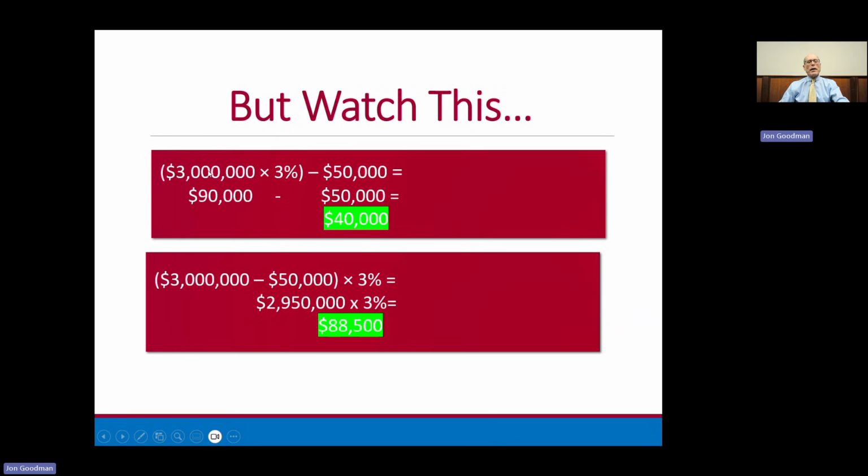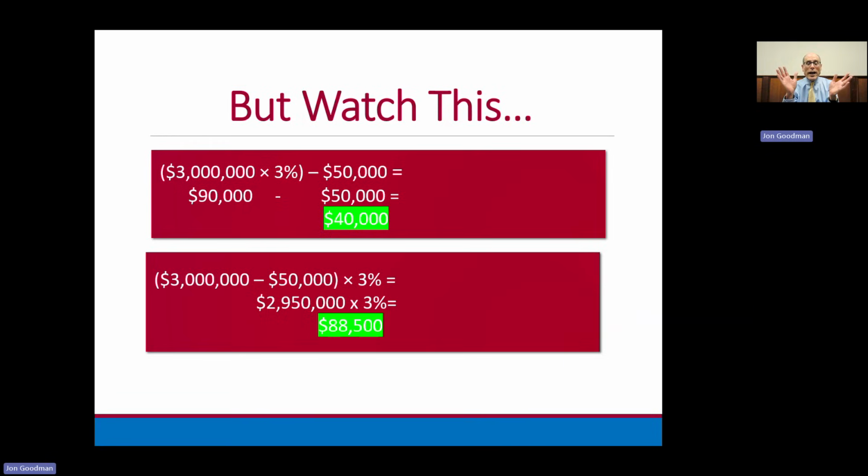This is what the seller was expecting. The seller was expecting that the 3 million would be multiplied by the 3%, and then from that number, there would be a $50,000 adjustment. Now, most of you who are watching this are brokers, and you think that's ridiculous, but nevertheless, that's what the seller was expecting. So if we do the math here, 3 million times 3% is 90,000 minus the 50,000. The seller was expecting to pay the buyer side broker $40,000.